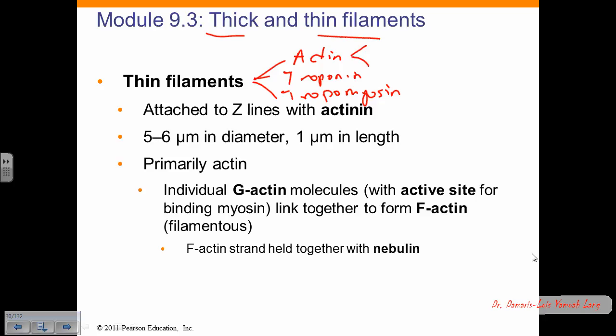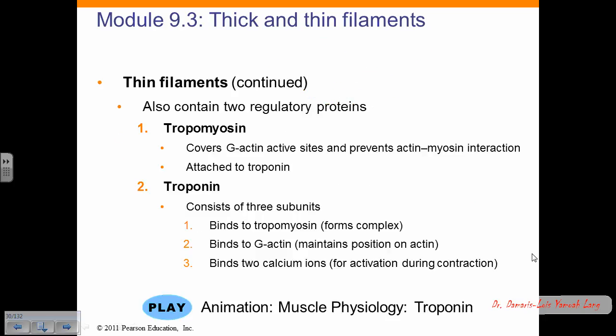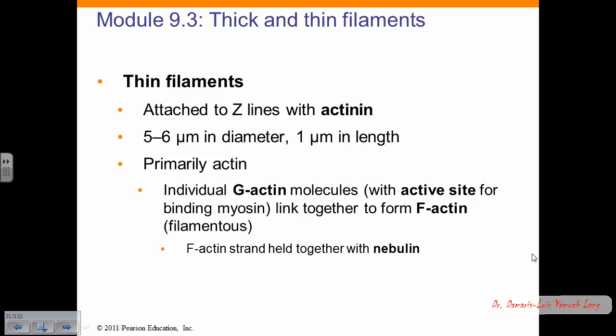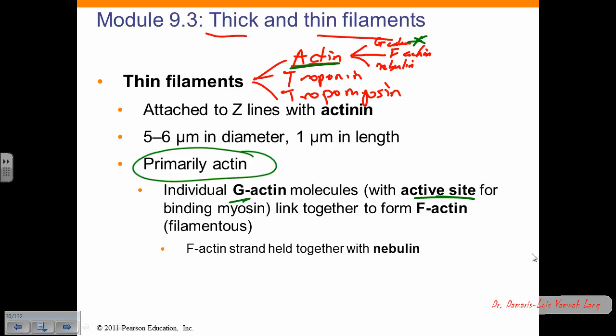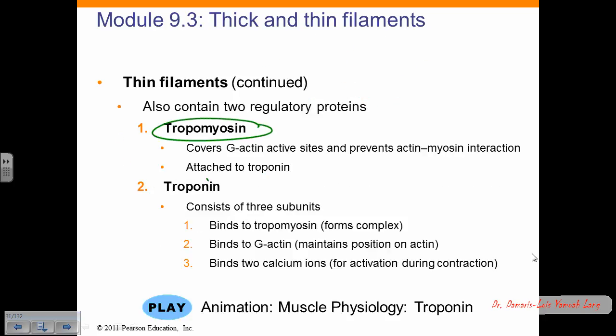And the actin is made up of G actin and F actin, and the strands of the F actin are held together by this protein called nucleolin. Okay, the active site is on the actin, and the specific part where the myosin head binds to is the G actin. Okay, the active site is on the G actin. So those are the components of the thin filament: actin, tropomyosin, and troponin.